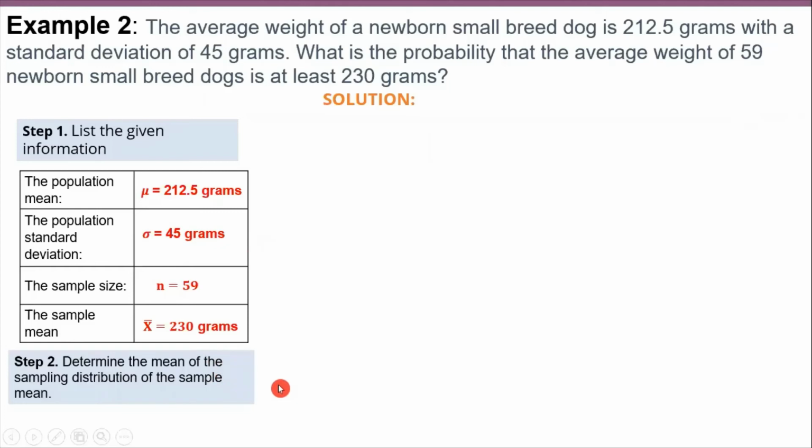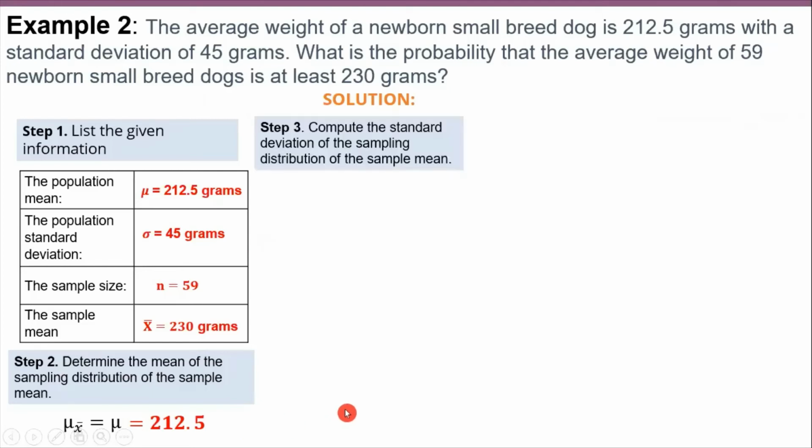Step 2 is to determine the mean of the sampling distribution of the sample mean, which is just equivalent to the population mean. Hence, the mean of the sampling distribution is 212.5. Step 3 is to compute the standard deviation of the sampling distribution. So let's classify first if the population is finite or infinite. So based on this problem, the population size is not given. Therefore, we can conclude that the population is infinite. So we will be using this formula in computing the standard deviation. So just substitute. So that is 45 all over square root of 59. So approximately the standard deviation of the sampling distribution of the sample mean is 5.86.